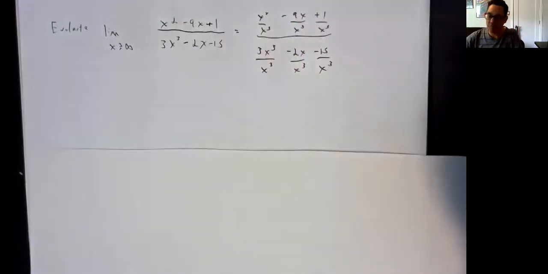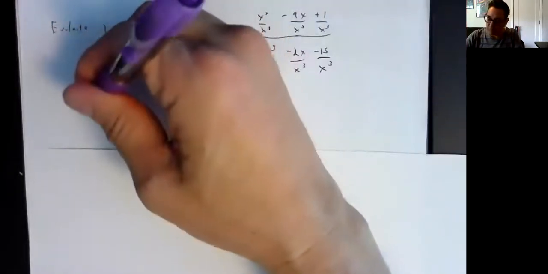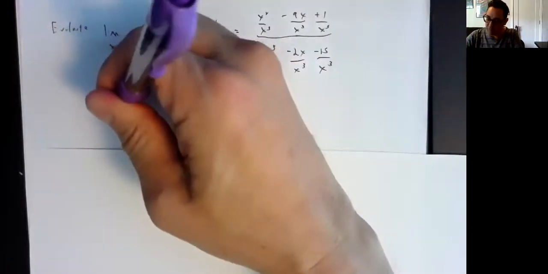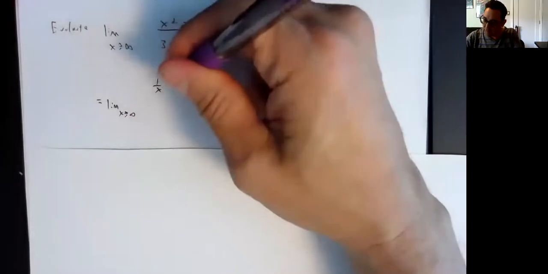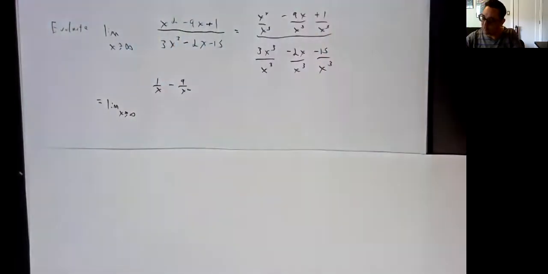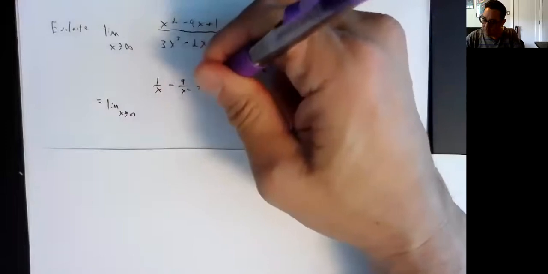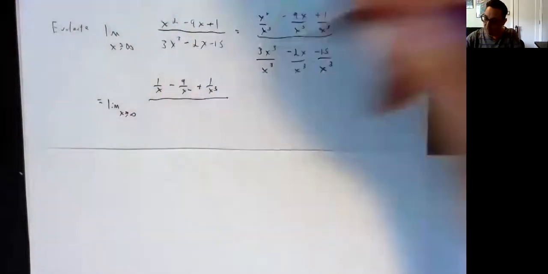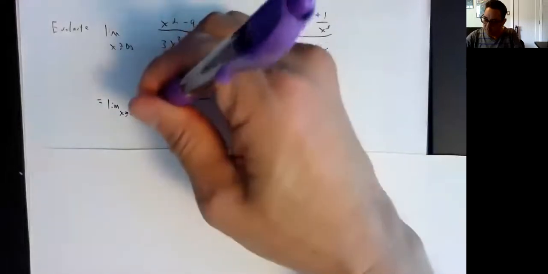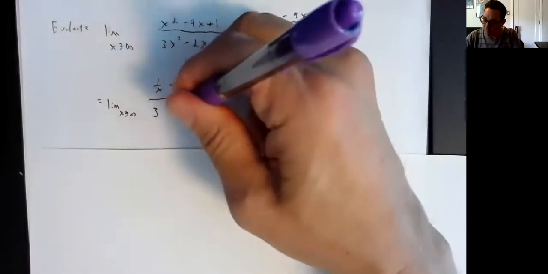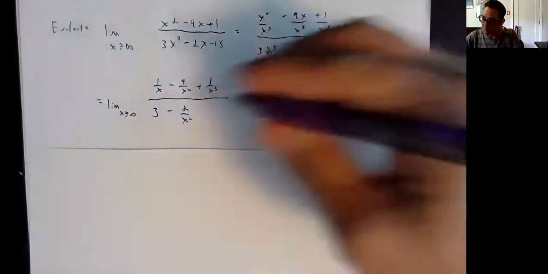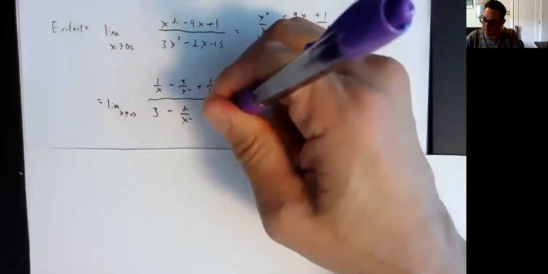And then let's simplify what we've got. x squared over x cubed. I'm going to write this in the next step. I'm still doing the limit. You can write it if you want, or you can just remember. x squared over x cubed is going to be 1 over x, and that's going to be minus 9 over x squared when you reduce, plus 1 over x cubed, all over 3, because x cubed over x cubed just cancels, minus 2 over x squared, minus 15 over x cubed. All right, so that's everything we've got so far.